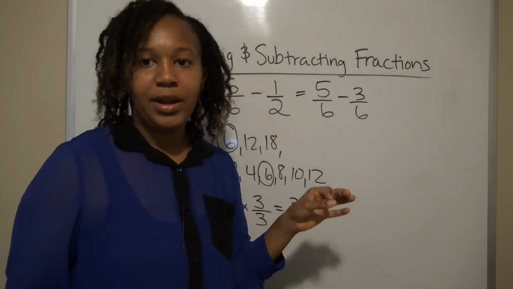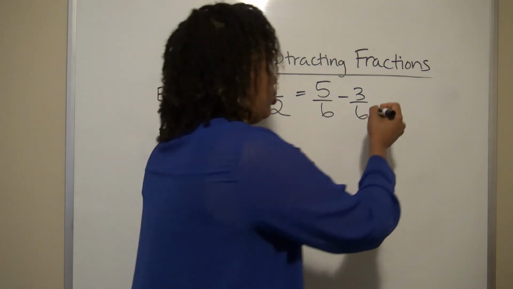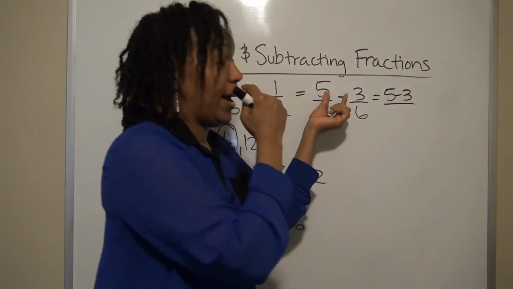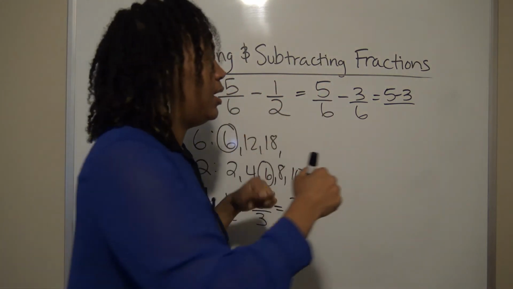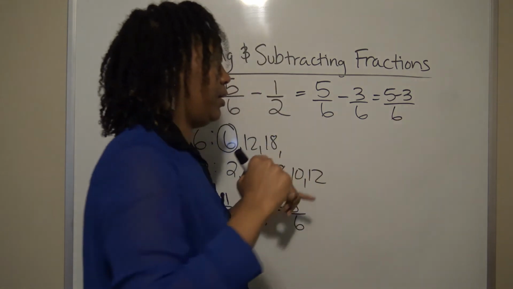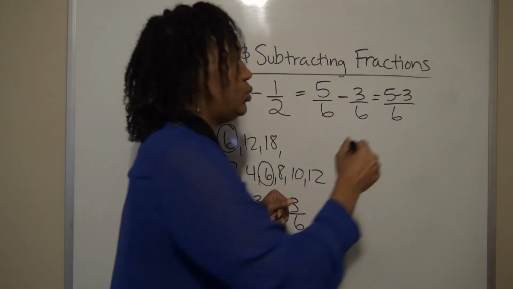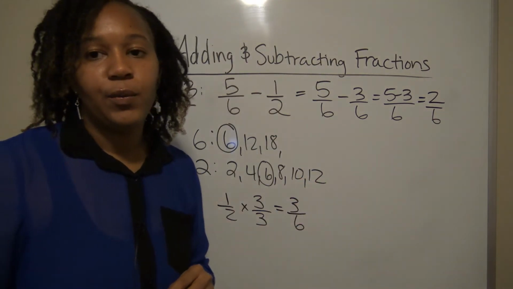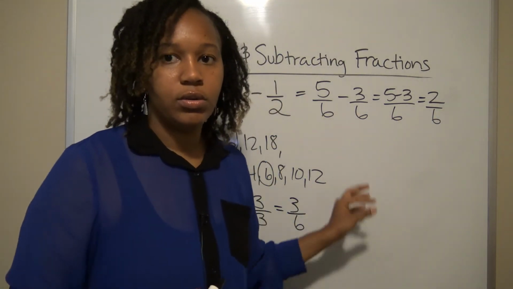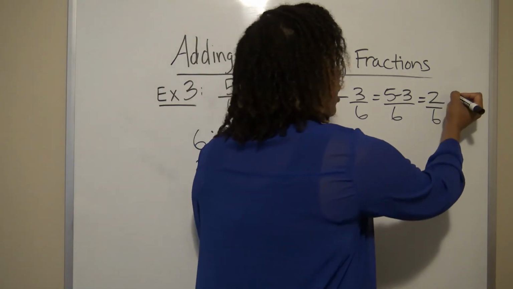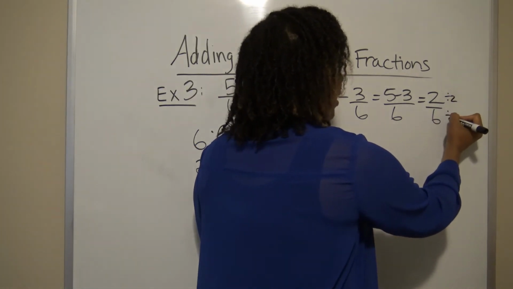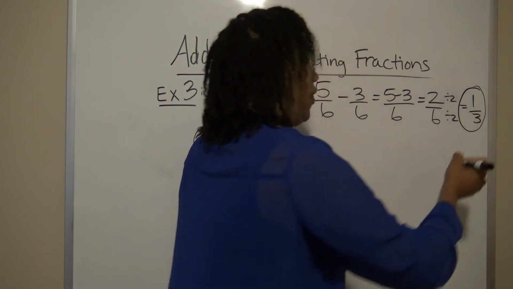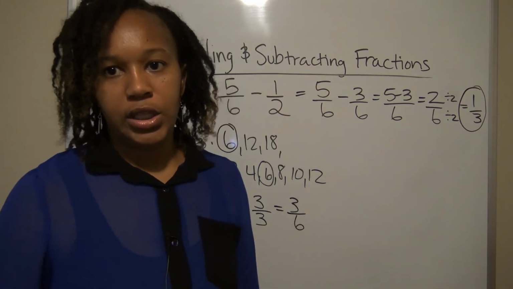Now since the denominators are the same, I can combine the numerators by subtracting, and the denominator stays the same. 5 minus 3 is 2, so this becomes 2 over 6. And 2 over 6 can be reduced. 2 goes into both of those. 2 goes into 2 one time. If I divide top and bottom by 2, that would be 1 over 3. 1/3 would be the final answer.